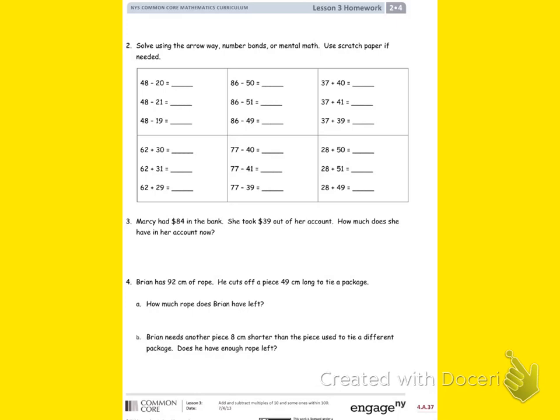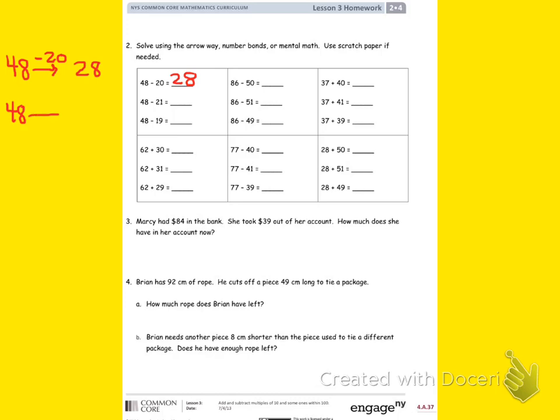I will use the arrow way. First, I will write 48. Draw an arrow. Put minus 20, and then write 28. If you did not know that 48 minus 20 is 28, you should know that 20 is the same thing as 2 tens. So you could do it this way instead.